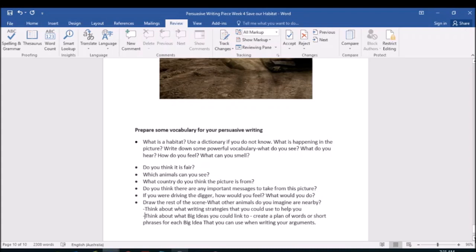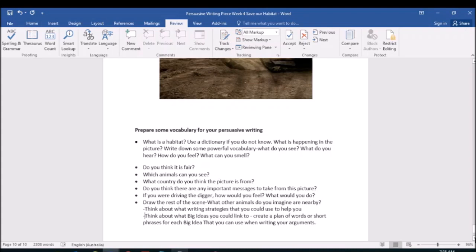Do you think this is fair? Do you think it's fair that this heavy machinery is destroying these beautiful animals' environment? Next, which animals can you see? I can see at least 3 there. You may find 1 or 2 hidden animals. Next one is, which country do you think this picture is from? I think looking at the animals, that's a pretty obvious one.